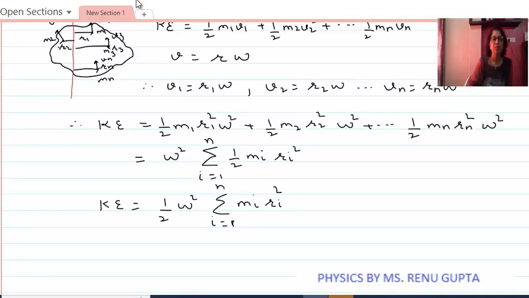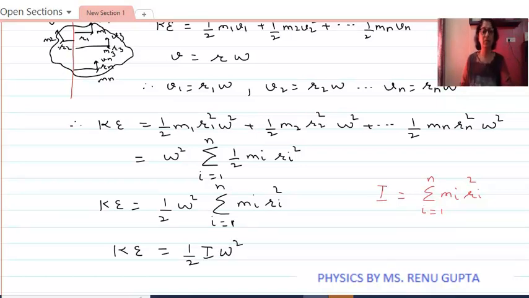And by the definition of moment of inertia, we have already proved that I is equal to summation mi ri square, i going from 1 to n. Therefore, kinetic energy of rotation of a body is given as half I omega square.